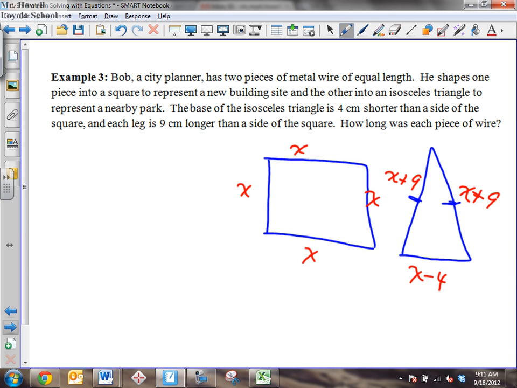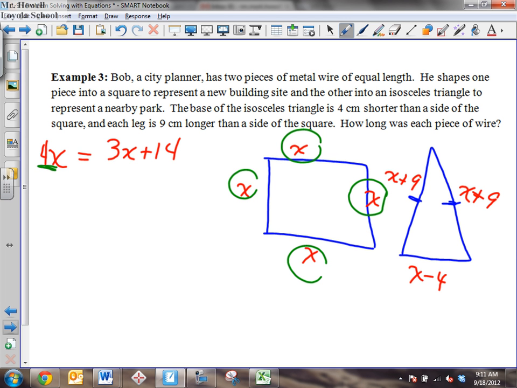So tell me. Go ahead, Nick. I would do 4x equals 2x plus 14. Very close. How about 3x? Okay. Oh, 3x. Let's go through this. That's all right. We're good. So we got 4x's, right? So the perimeter of the square is this 4x right here. Add up these three terms now. X plus x plus x gives us the 3x right there. 9 and 9 is 18. 18 minus 4 is 14.